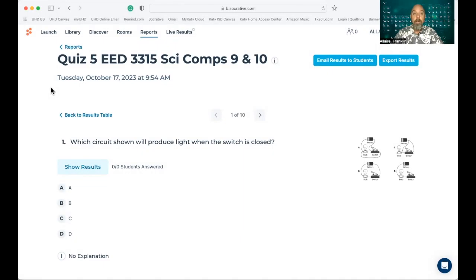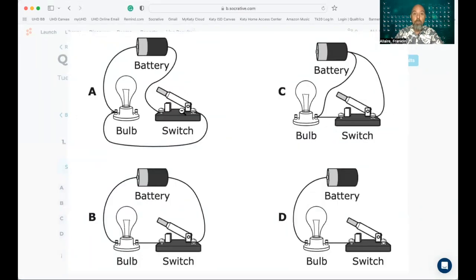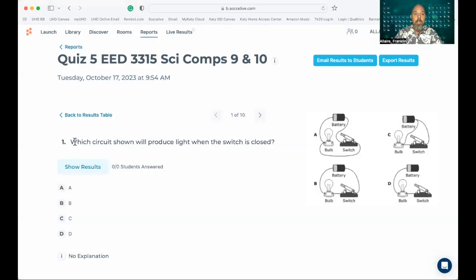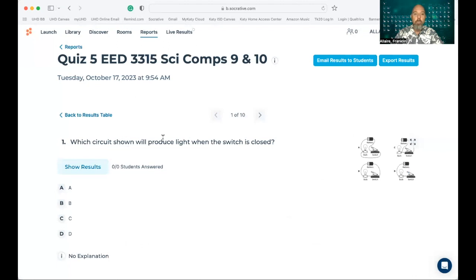Okay, so here we are once again in Socrative looking at our first question. Our first question has to do with circuits. Here we had 4 diagrams of circuits, circuit A, B, C, and D. Each of these circuits contains a battery, a bulb, and a switch, which is currently in the off position. The question asks which circuit shown will produce light when the switch is closed.